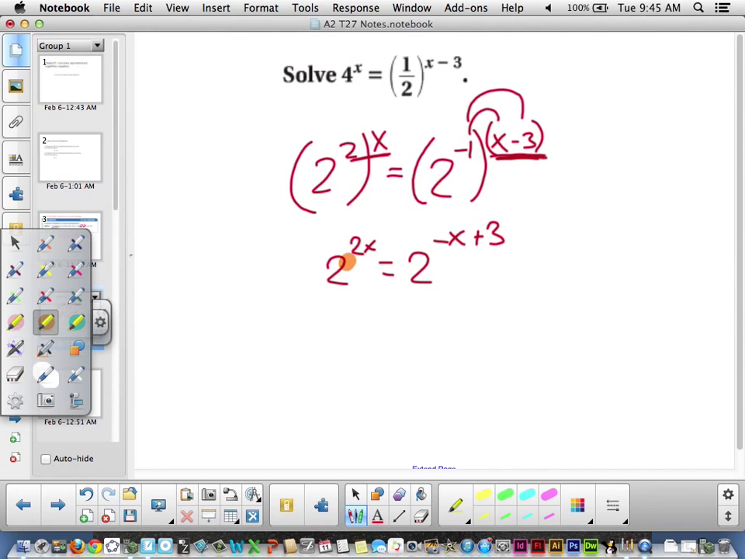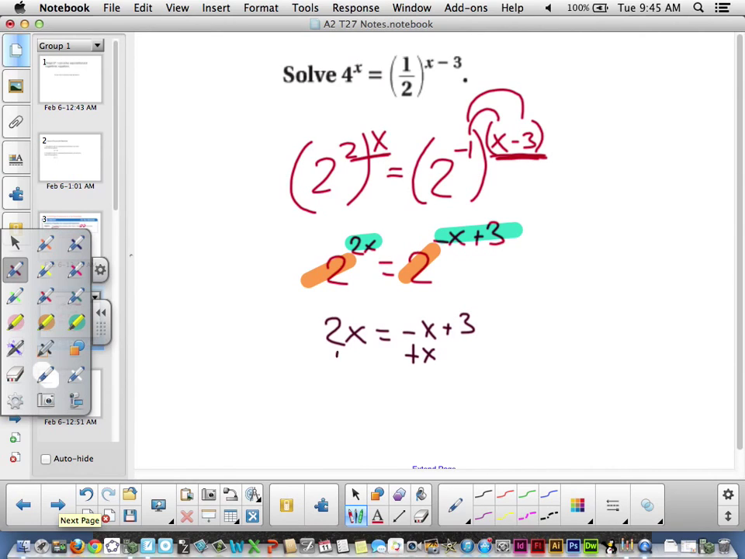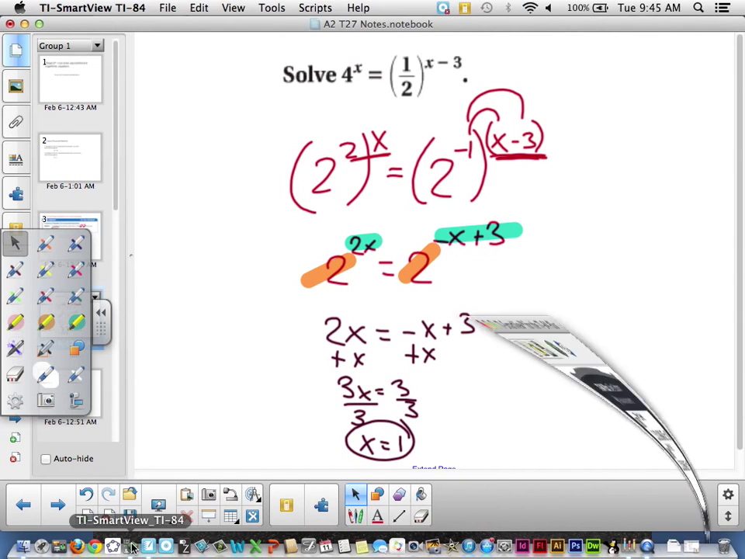Now we have exponents with the same base. Therefore, the powers must be the same. So we can rewrite this as 2x equals negative x plus 3. And now it's a linear equation. We can solve it like we solve a linear. Add x to both sides. 3x equals 3. And divide by 3. x equals 1. As always, we should check it.